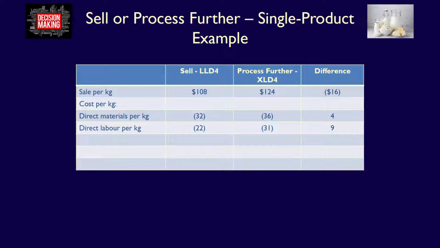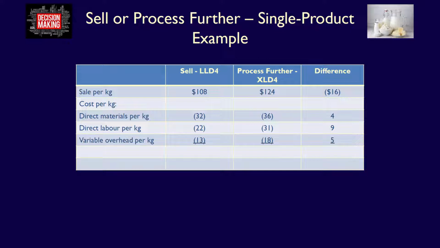We'll do the same analysis for direct labor. Negative $22 in column 2 for sell. Direct labor for process further is $9 more, so $22 plus $9 is equal to $31, so we place negative $31 in column 3 under process further. Negative 22 minus negative 31 is equal to positive 9, which is the difference in column 4.